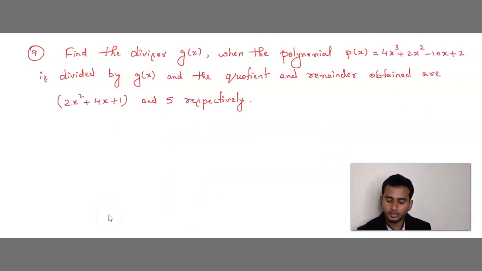Right, children. We can just solve this problem. Find the divisor g of x when the polynomial p of x, 4x cube plus 2x square minus 10x plus 2, is divided by g of x, and the quotient and remainder obtained are 2x square plus 4x plus 1 and 5 respectively.